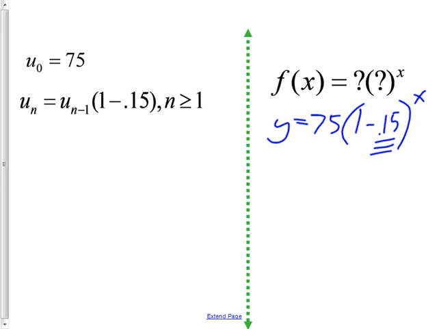Okay? So now I ask you, this can be confusing, so think it through. If I'm starting with 75 goats, and my herd is going to be depleted by 15% per year, how many goats would I have after the second year?